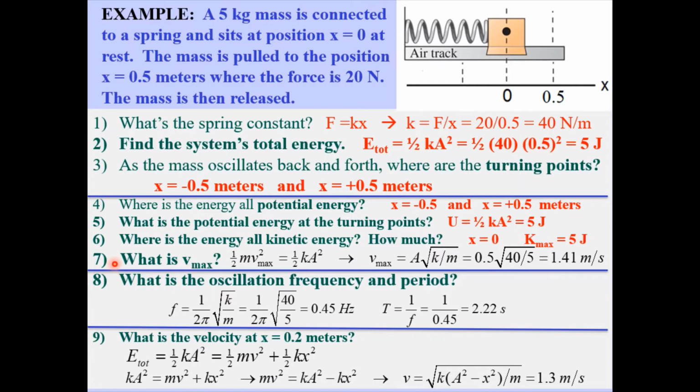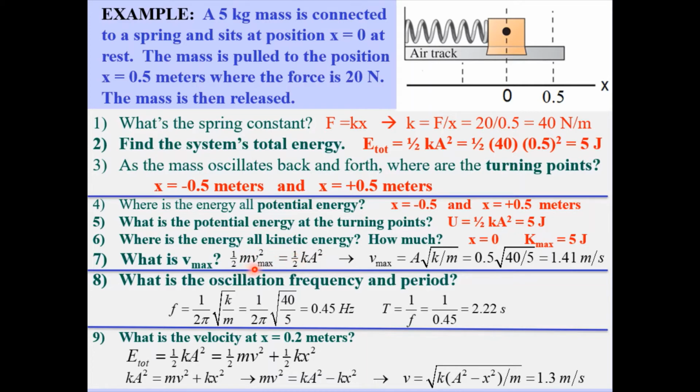Number 7 asks, what is v max? In other words, what is the maximum speed of this object? Well, it's going to happen right here when x is equal to 0. We can say that 1/2 m v max squared, the maximum kinetic energy, is equal to the maximum potential energy because of conservation of energy. Here we have all kinetic, over here we have all potential, but they have to be equal to each other.